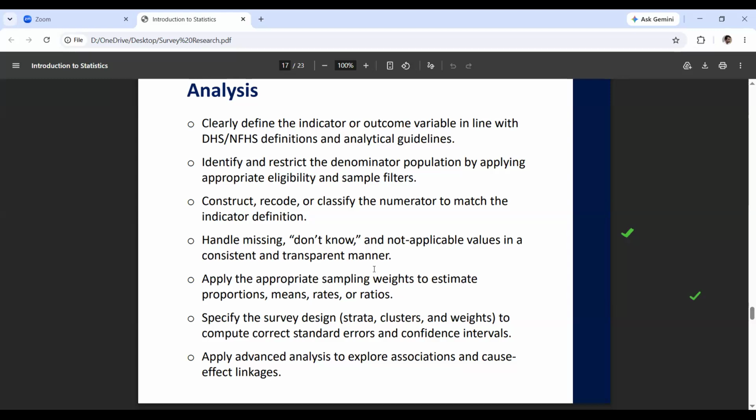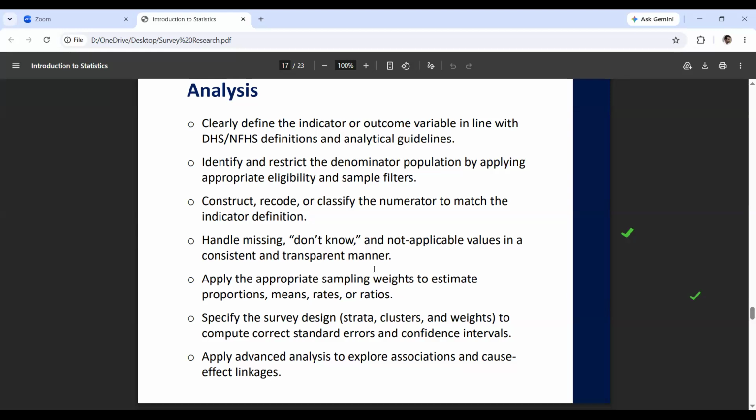Identify and restrict the denominator population. You have to define the universe, denominator, total population, eligible population for this computation. Then you have to construct and recode your numerator variable. Then you have to decide how you are going to handle the missing values, do not know, etc. options. Then you have to apply appropriate sampling weight to get the estimate.